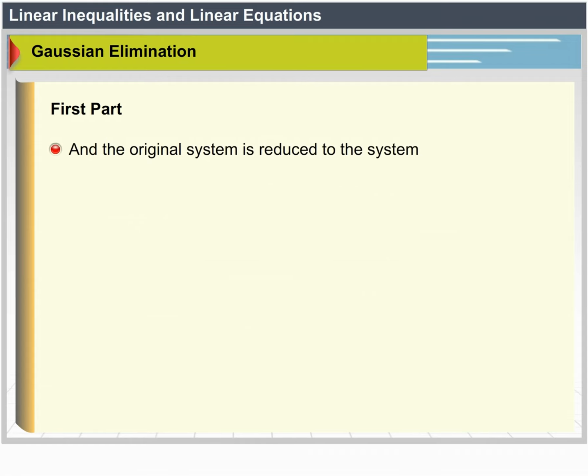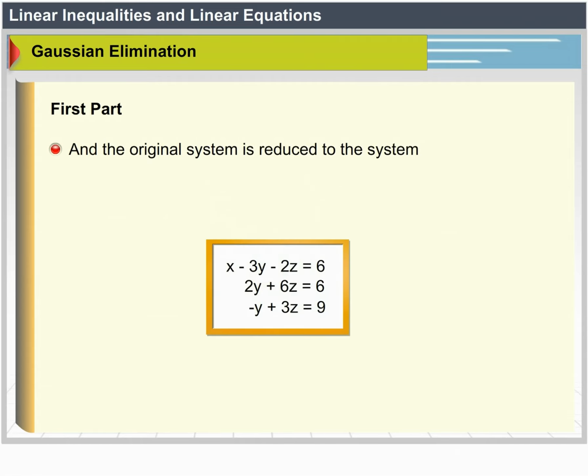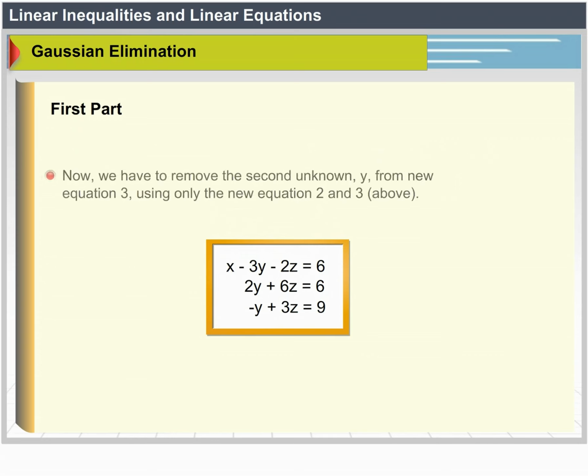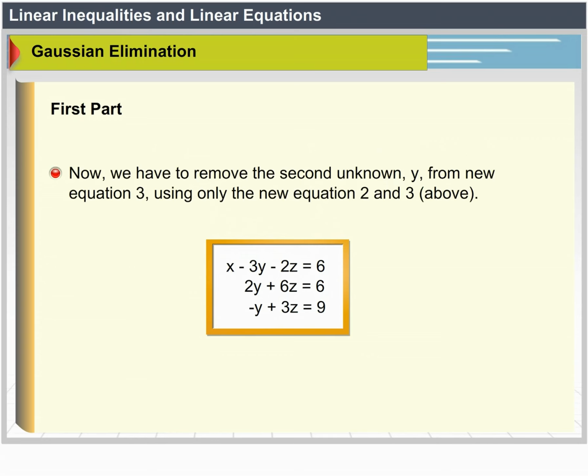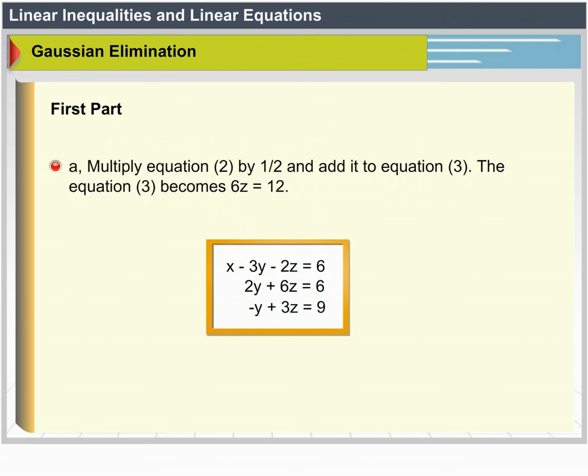And the original system is reduced to the system x minus 3y minus 2z equals 6, 2y plus 6z equals 6, minus y plus 3z equals 9. Now we have to remove the second unknown y from the new equation 3 using only the new equations 2 and 3. Multiply equation 2 by 1 by 2 and add it to equation 3. Equation 3 becomes 6z equals 12.